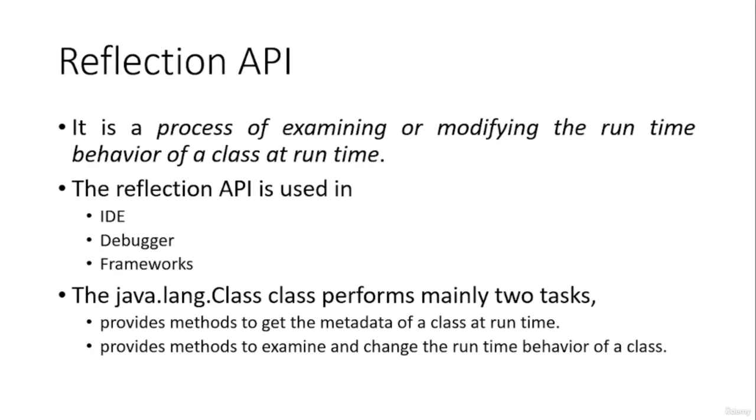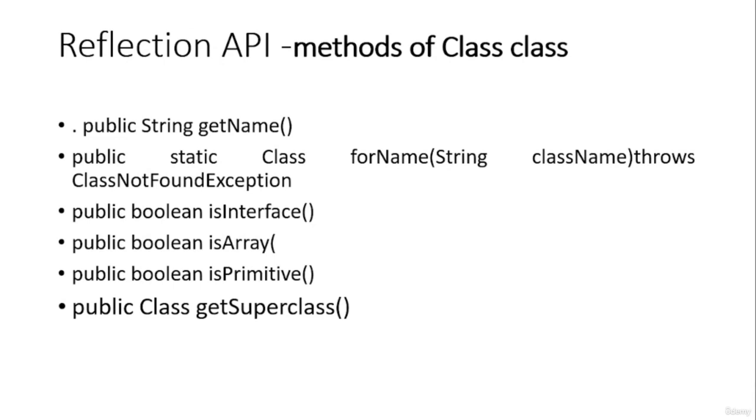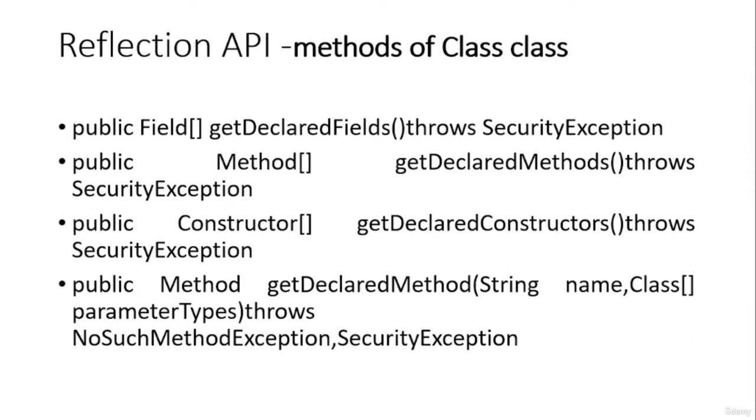Another thing to notice about the Reflection API is the Class class, which is provided in Java in order to have access to the particular reflection API methods. There are several methods inside the Class class. Let us see some of them. The first one is getName, which gets the name of the particular class. The next method is Class.forName, which will return you a class object. Similar methods are there: isInterface, isArray, isPrimitive.